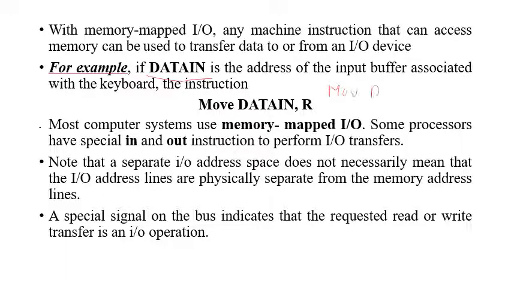The move data in is the input register buffer comma R0. Here, this is particularly the input register. This is an IO instruction. Here what happens is the data that is present in data in is copied to the processor register R0.